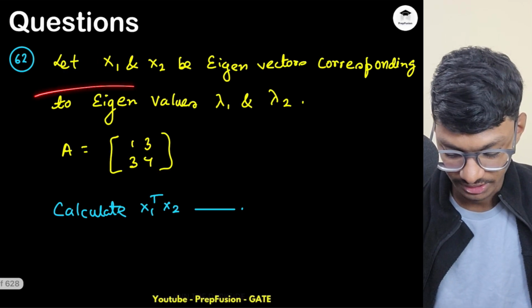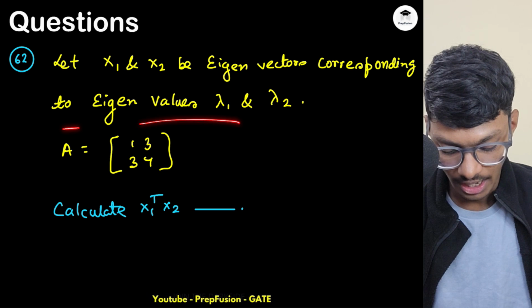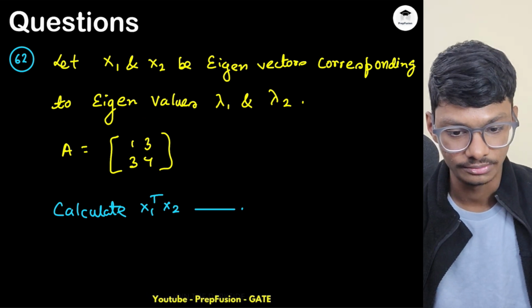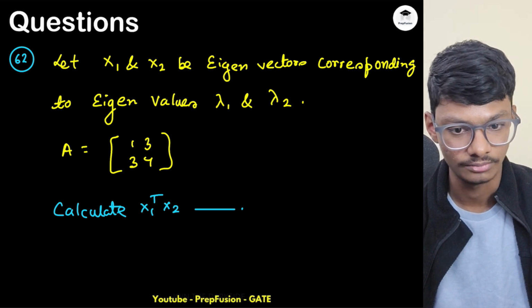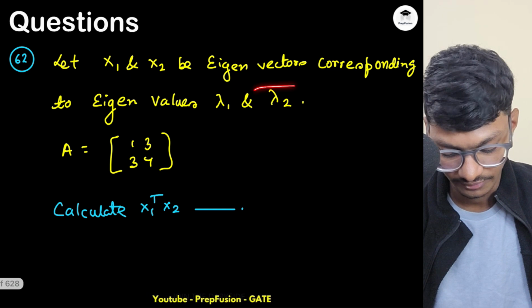Okay, so let's solve the second question. Let x1 and x2 be eigenvectors corresponding to eigenvalues lambda 1 and lambda 2. Just hold on a second, let me check one thing. Okay, this is fine, lambda 1 and lambda 2, right? So yeah, x1 and x2 are eigenvectors corresponding to lambda 1 and lambda 2.